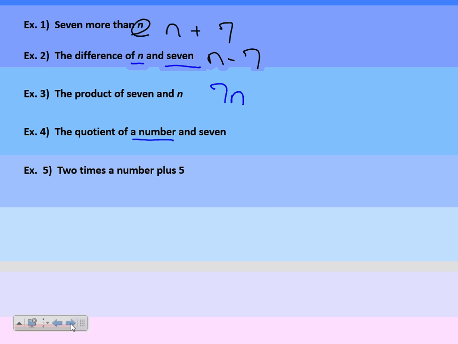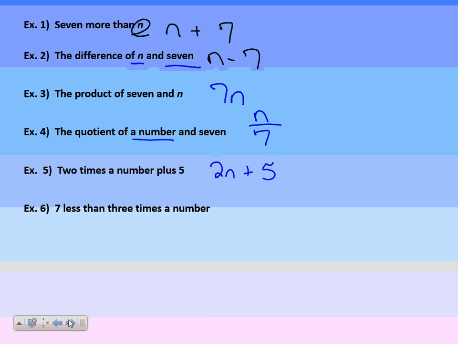And what number do I pick? Again, does it tell me what number to pick, what variable to use? It doesn't. So when it says a number, you don't know what number, so just choose one. What variable do you want to use? N? Okay. Let's use n. Okay, n divided by 7. N over 7 is the best way. Okay, does that make sense? How about 2 times the number plus 5? 2n plus 5. Any questions on that?